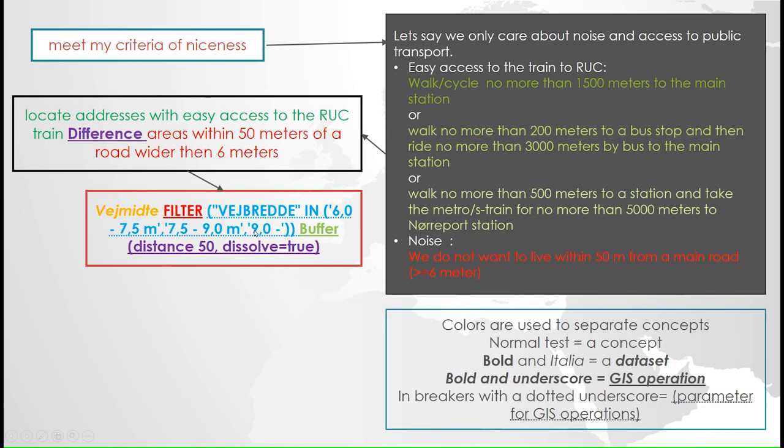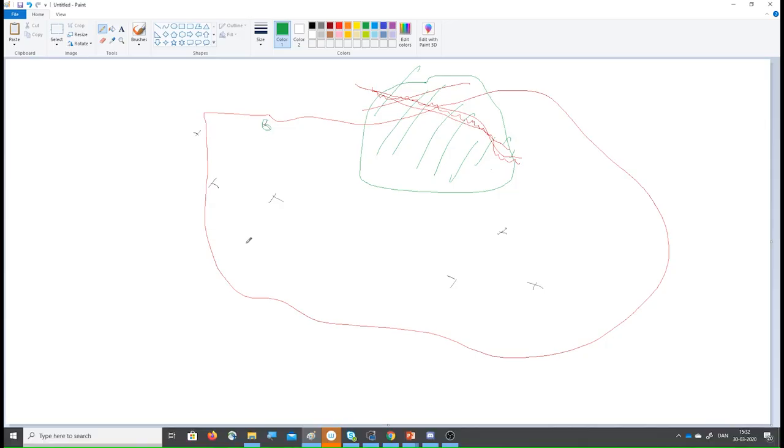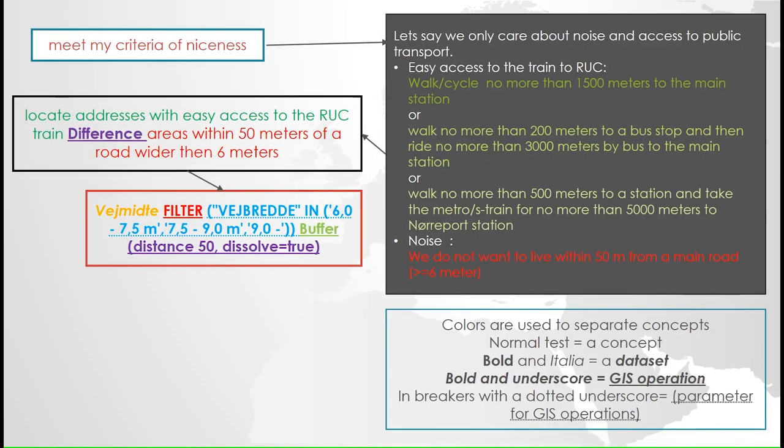And all of those roads are then buffered with a distance of 50 meters. So basically, if I have my roads, so I have a road network, and then some of those roads have attributes to say they are wide. So these are the road like this one, and around that, I will create a 50 meters buffer. So I do not want to live in those.